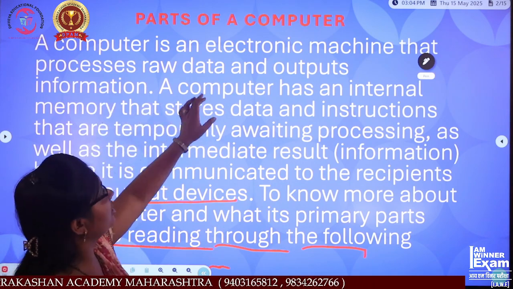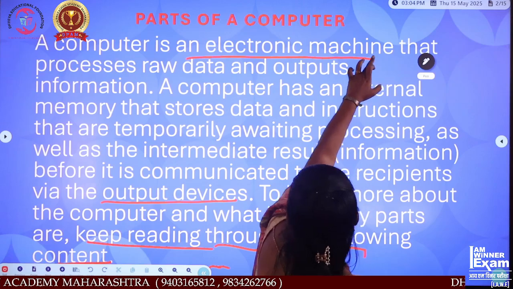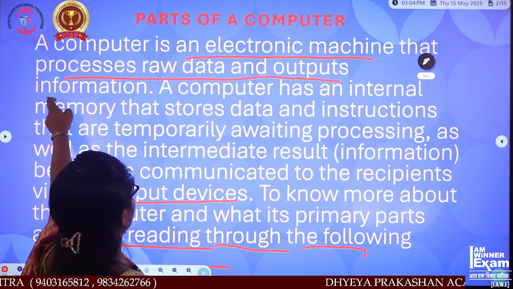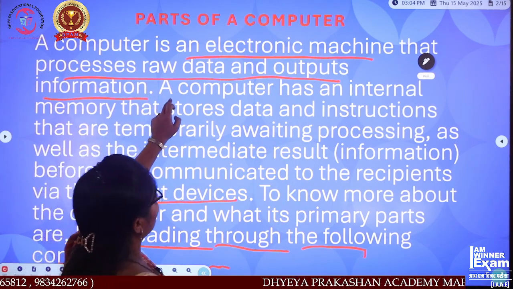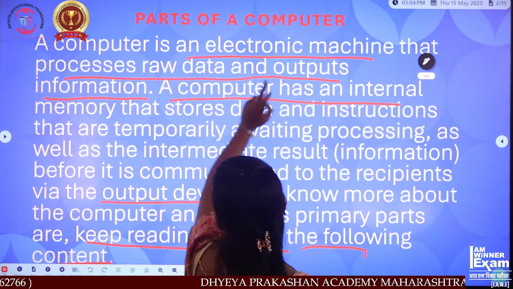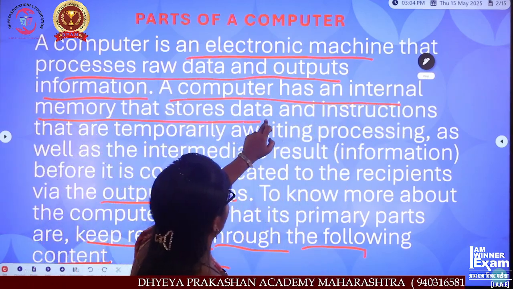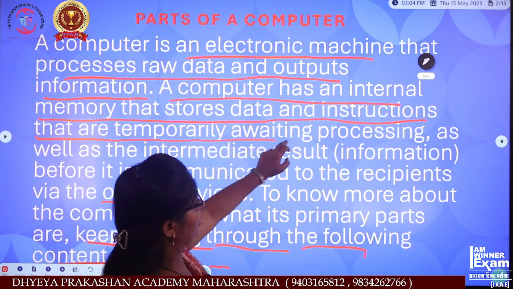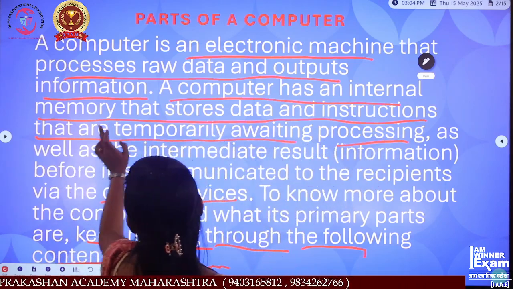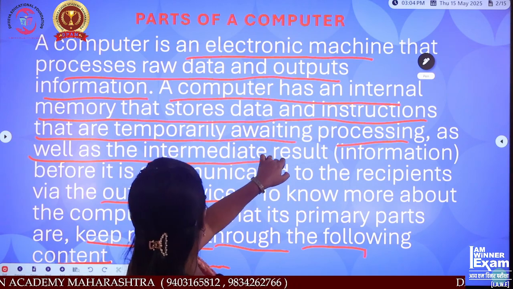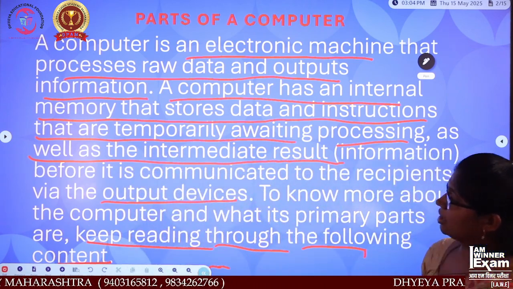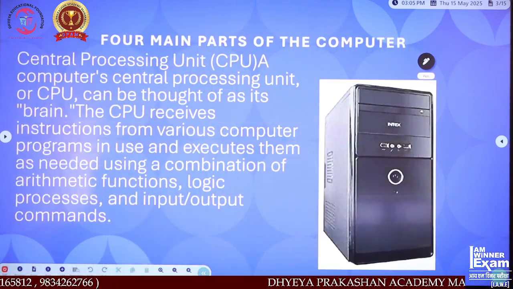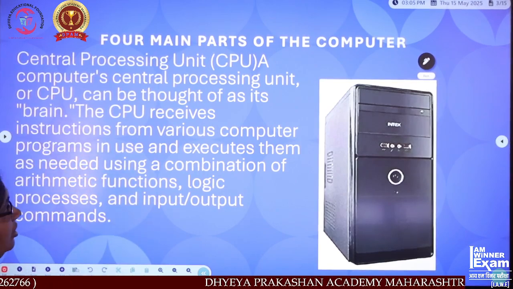Now, a computer is an electronic machine that processes raw data and outputs information. A computer has an internal memory that stores data and instructions that are temporarily awaiting processing, as well as the intermediate result. Okay, next page is now central processing unit.